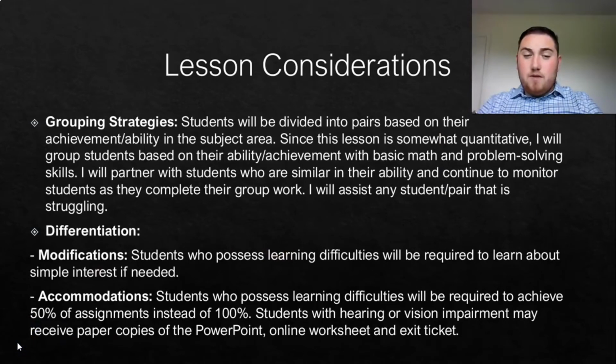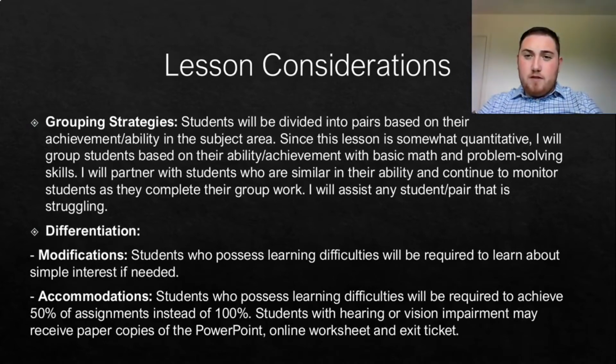So the lesson considerations that I used included grouping strategies. I planned to divide students into pairs based on their academic ability in the subject area. As the lesson is quantitative, I wanted to have students paired together with similar basic math skills in order to help and learn from each other. I also planned to monitor the classroom as I went by, and give assistance to the students, and if any further problems arose, either make a decision to let the students work independently or re-pair the groups.